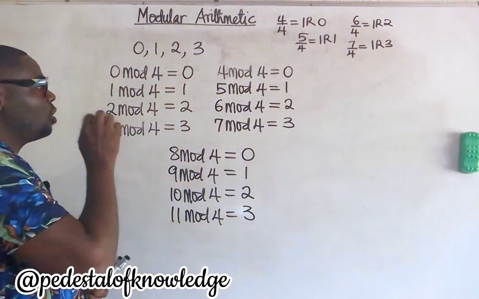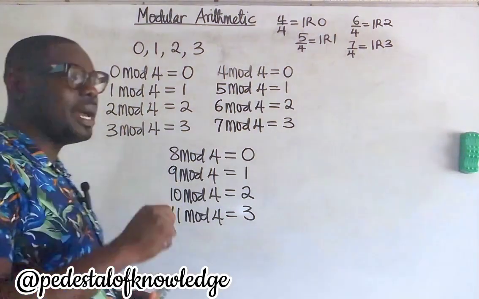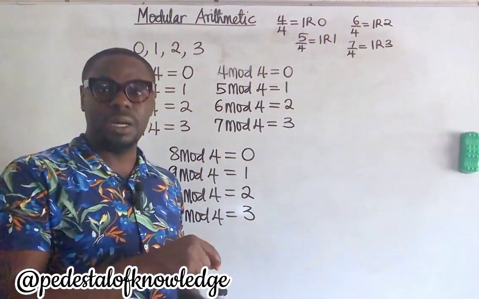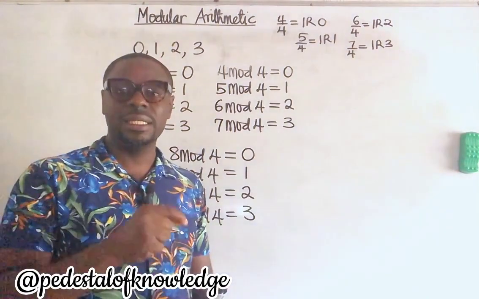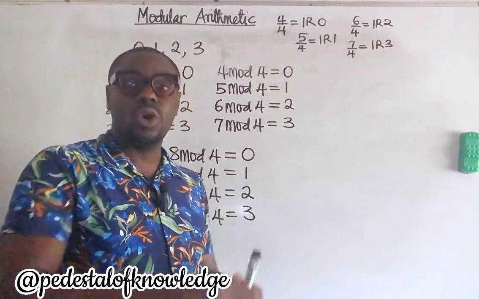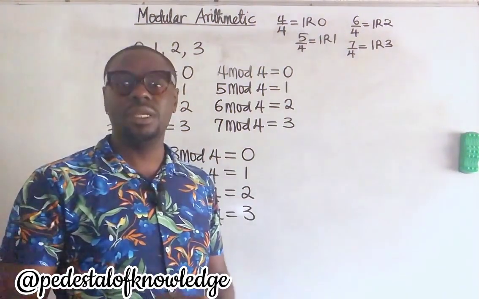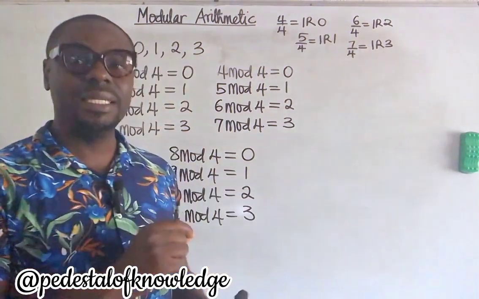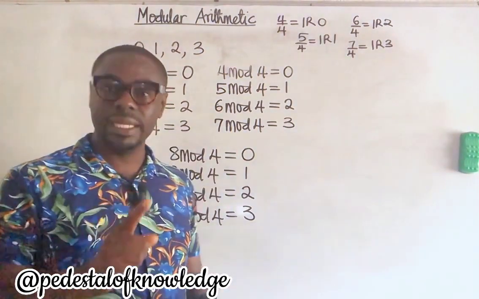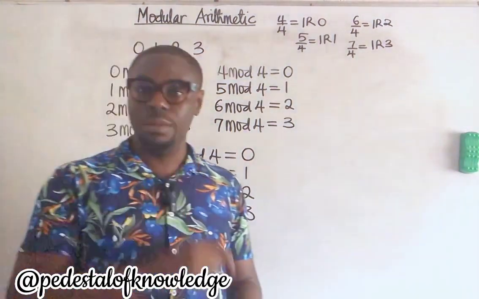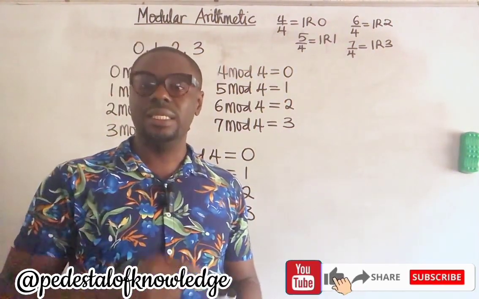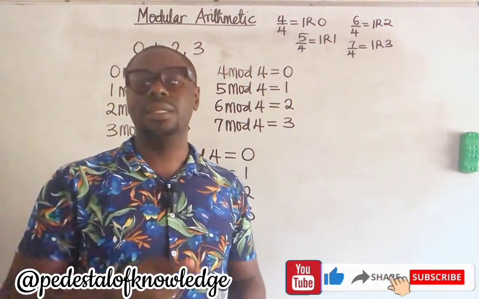So what you're going to understand here is that the moment the numbers are less than the modulus you are working with, put down the number. But the moment the number is equal to the modulus you are working with or greater than the modulus you are working with, what you're going to do is to divide that number by the modulus and always put down the remainder. Remember that our interest is on the remainder. That's why we say that modular arithmetic is also known as clock arithmetic.